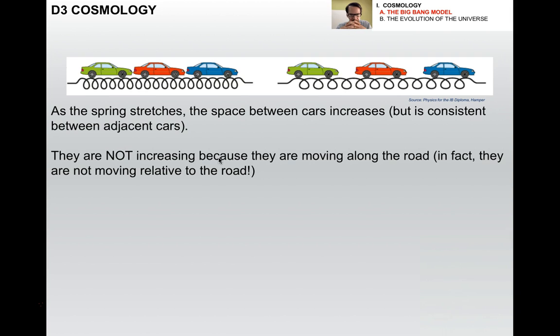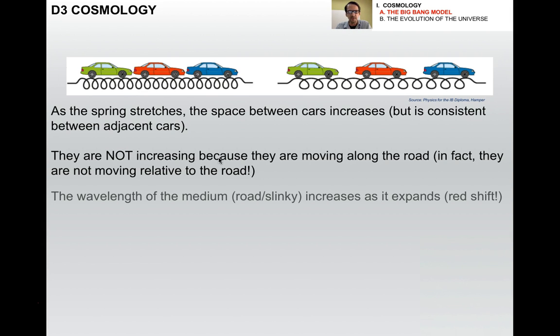All right. So the cars are not moving, the distance is not increasing because they're moving along the road. In fact, they're not even moving relative to the road. It's the wavelength of the medium, in this case the road or the slinky, or the reality, that is actually increasing as it expands, and this is called the redshift. It's an increase in the wavelength of something that's moving.